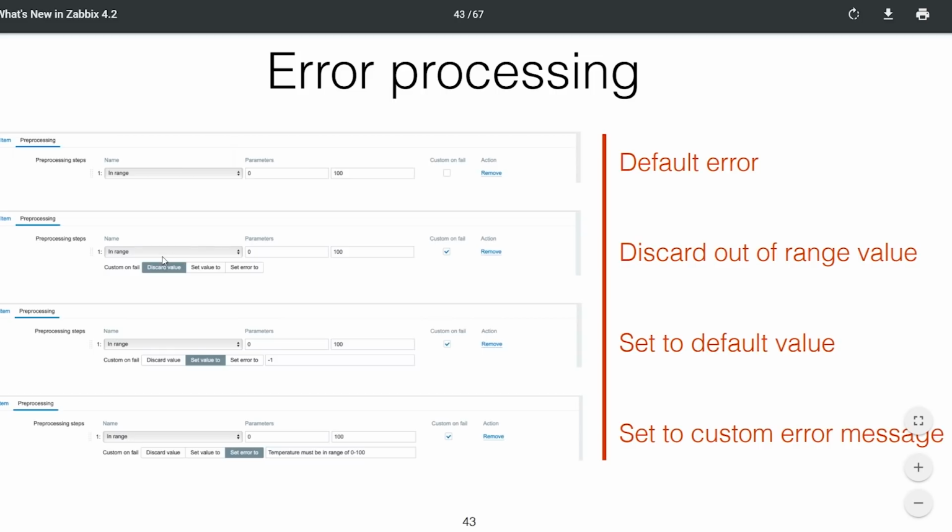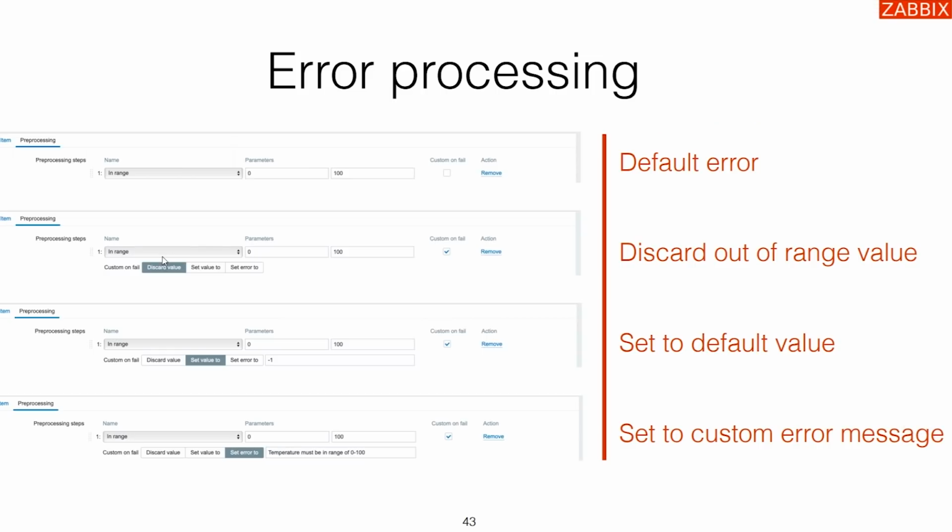Discard the value. We are receiving 55, 65, 100, it's still in range. 105 is outside of the range and we are discarding it. So it is simply being thrown away. We are ignoring it, it's not stored in the database, it is not affecting our triggers. If the next received values are in range, it will basically be the next received value.